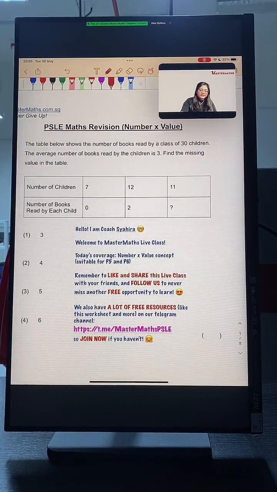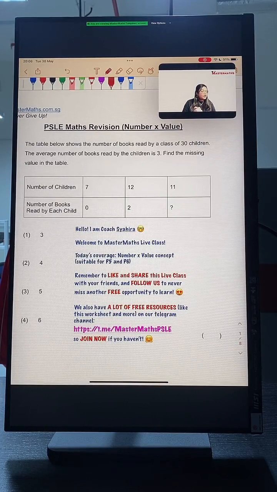Alright, so let's talk a little bit about number times value. As the name suggests, in all the questions that we will see, there are two things that we need to pick out. Number one, the number of items. The number of items are usually, not always, but usually given to us in a ratio form. Sometimes it can also be given to us in a fraction form. We will see these later.